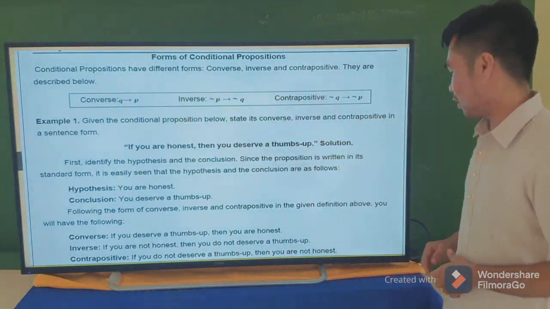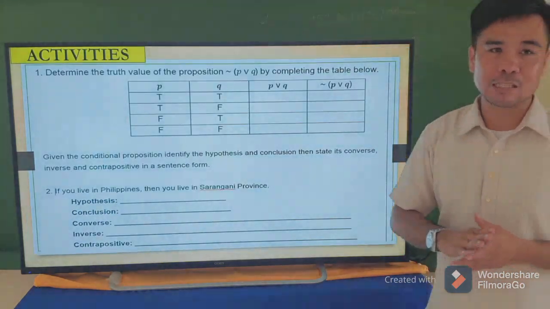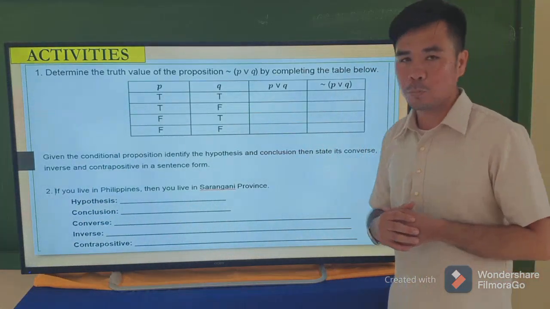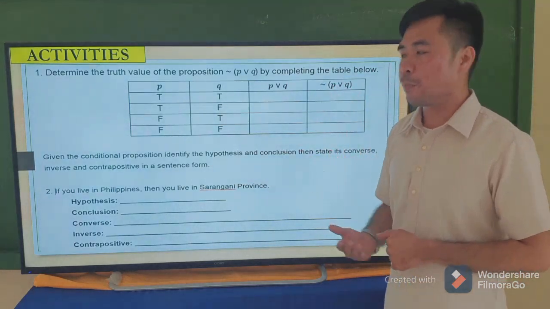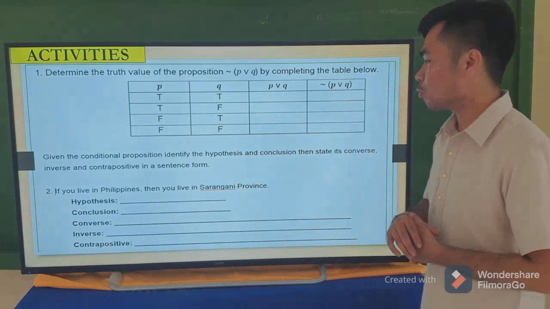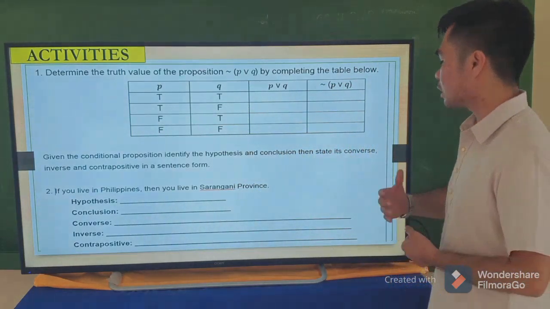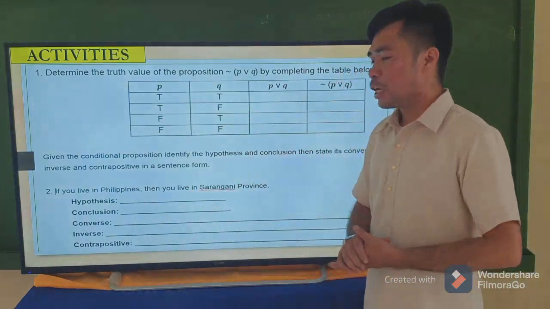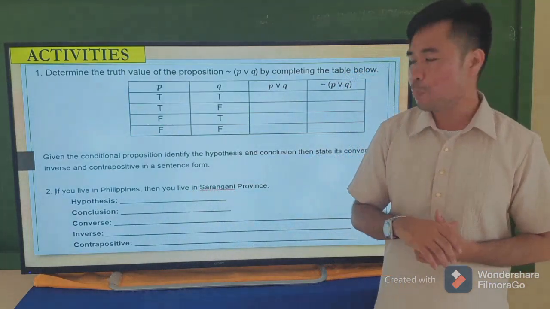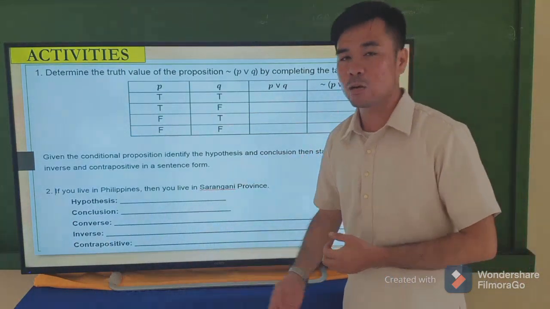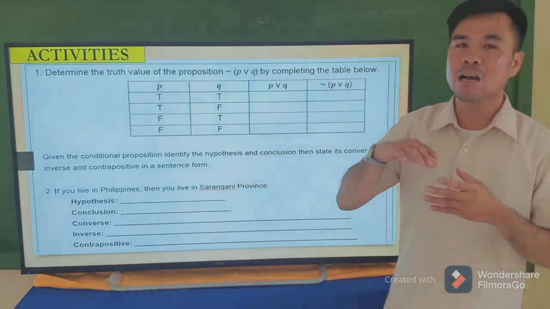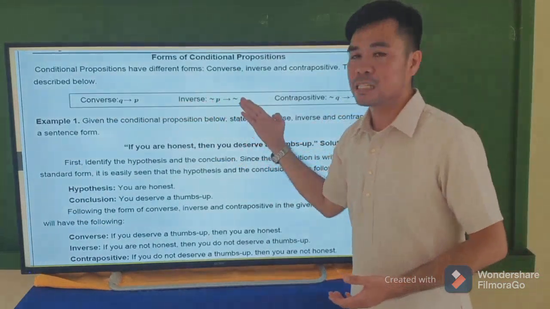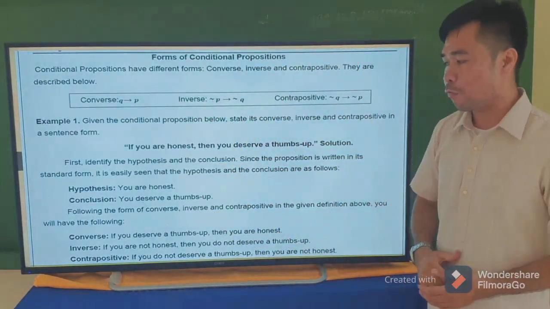Okay? Now, for your activities, you are going to answer activities 1 and 2. Number 1: determine the truth values of the propositions given in this table. For number 2, given the conditional proposition, identify the hypothesis and the conclusion, and state the converse, inverse, and contrapositive in sentence form. For instance, number 2: if you live in the Philippines, then you live in Sarangani province. You need to get the hypothesis, the conclusion, the converse, the inverse, and the contrapositive. Of course, it is very easy to answer if you familiarize yourself with the given signs and symbols that you can follow to determine the converse, the inverse, and the contrapositive.